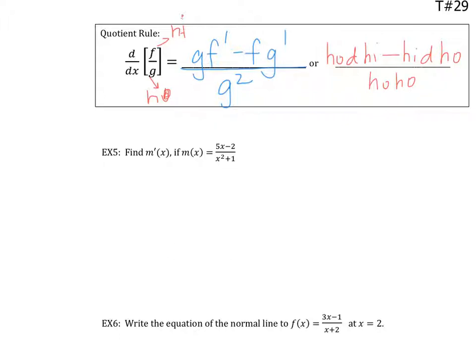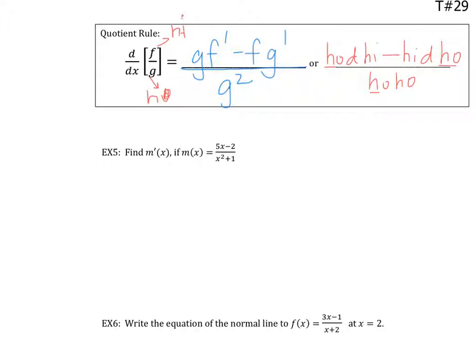I can remember that, and literally that's what I say in my head when I'm doing quotient rule every time. Ho d high minus high d ho over ho ho. And I kind of remember which order because the ho's are always at the ends there. All right?